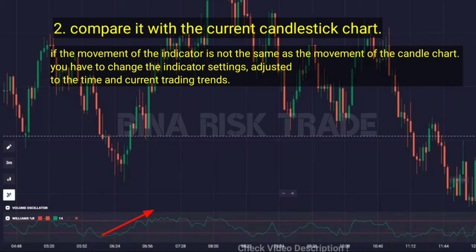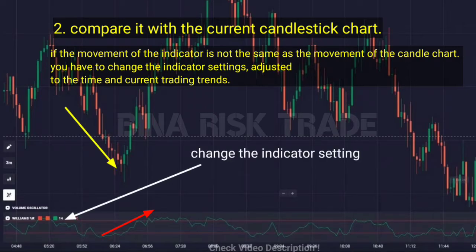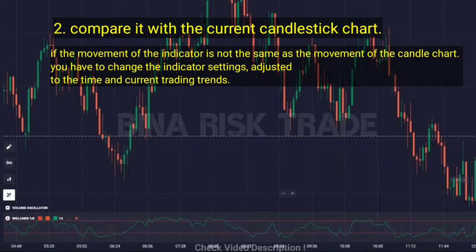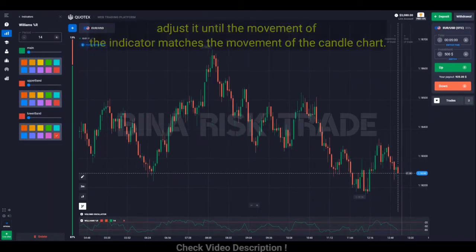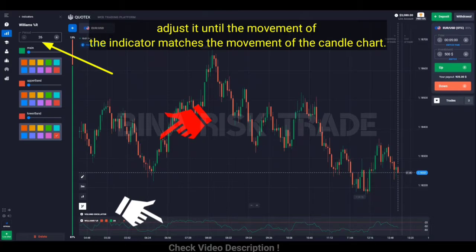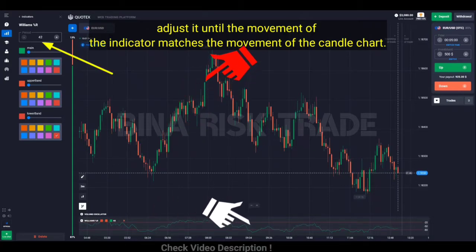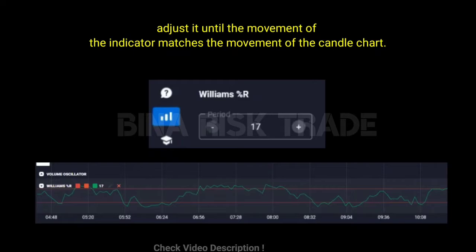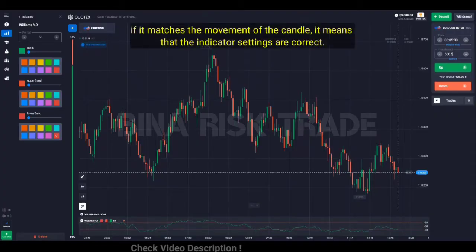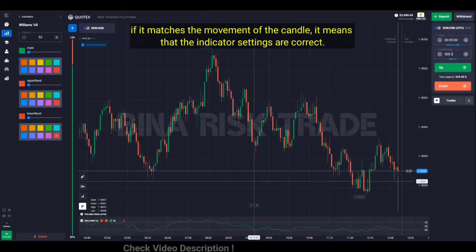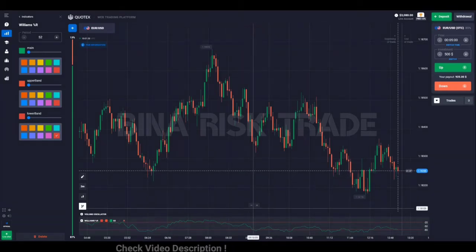If the movement of the indicator is not the same as the movement of the candle chart, you have to change the indicator settings adjusted to the time and current trading trends. Adjust it until the movement of the indicator matches the movement of the candle chart. If it matches the movement of the candle, it means that the indicator settings are correct. Notice the similarities between the movement of the candle and the movement of the indicator.